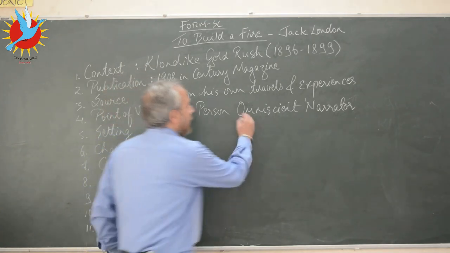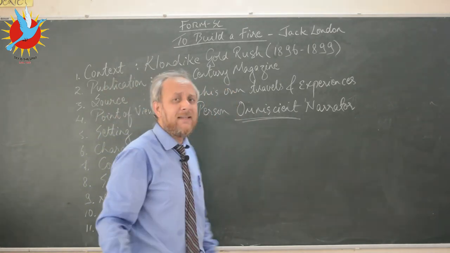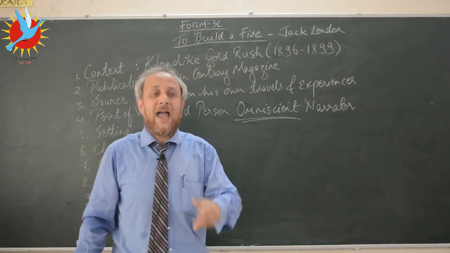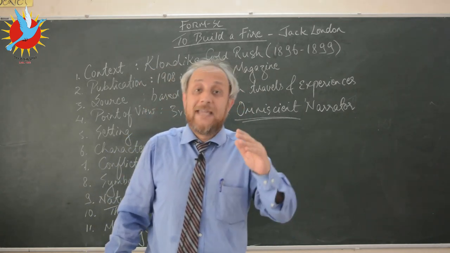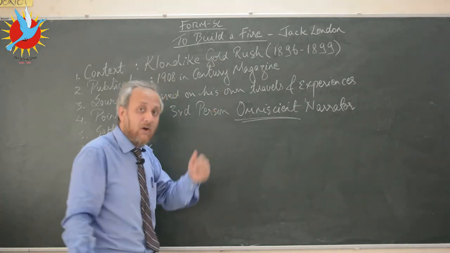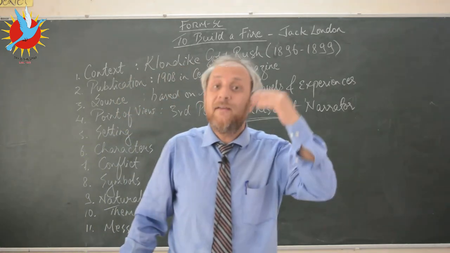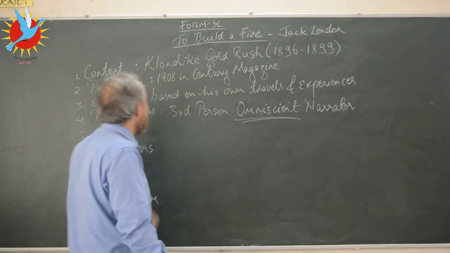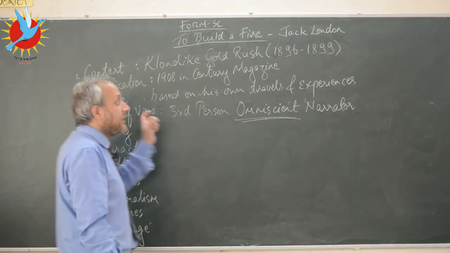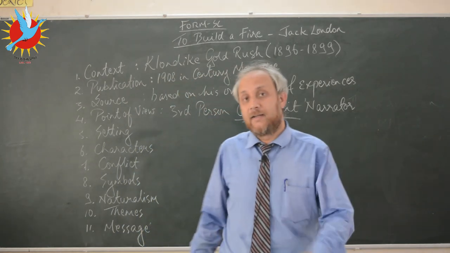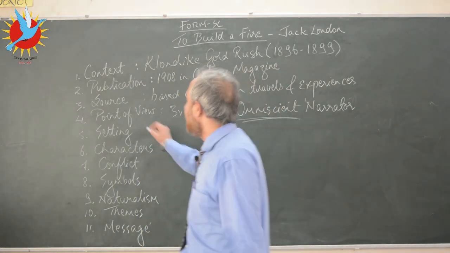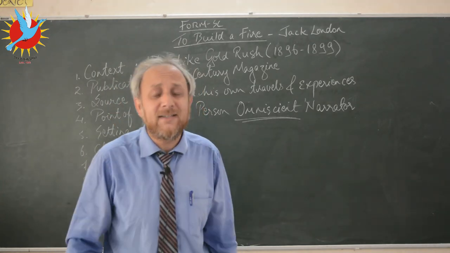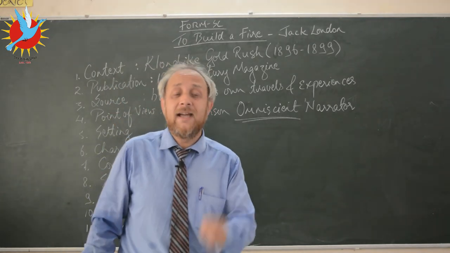And look at the word omniscient. Omniscient means all-knowing. So this narrator tells us not only the behavior of the characters involved in the story, but also their thinking. How is it that they think? So the point of view of this story is third person omniscient narrator. Please do remember that. And as far as the setting is concerned, the setting of this story is the icy cold wilderness of the Yukon Territory in Canada.